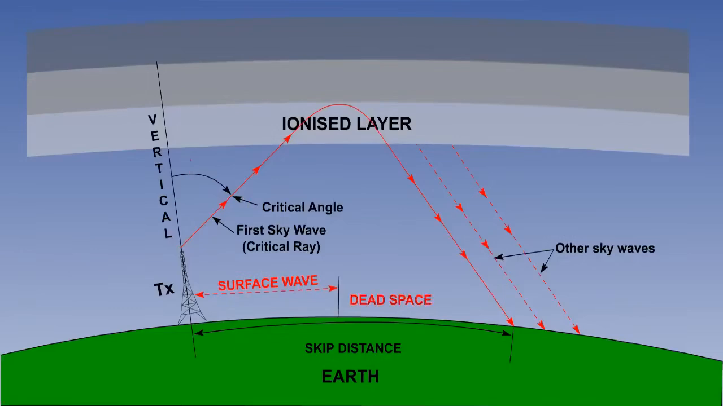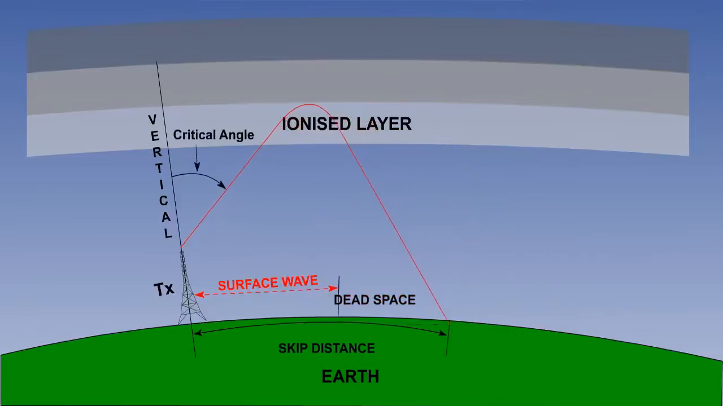We have seen that surface waves will only travel out as far as the point where they become so attenuated that they can no longer be detected. The distance from this point to the skip distance is called dead space because no transmission is being received there.